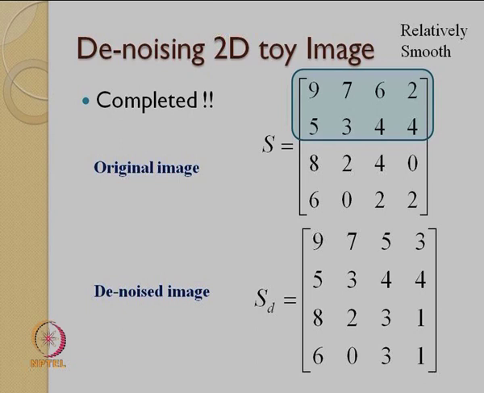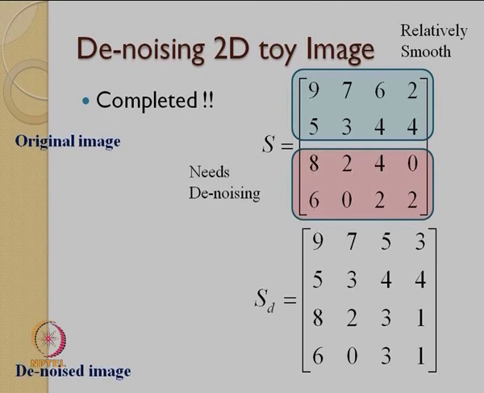And you can clearly sense that in the original signal or the original image that we started our analysis with, the first two rows were relatively smoother. However, for row number 3 and row number 4, there was a problem. Especially you have variations like 8 to 2, 2 to 4, so you have opposite side slopes, and again going from 4 to 0, then 6 to 0, 0 to 2, opposite side slopes. So row number 3 and 4 are indeed bumpy, and we really wanted to denoise particularly these two rows.